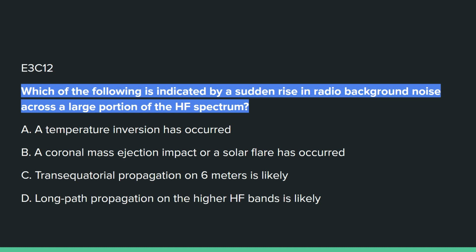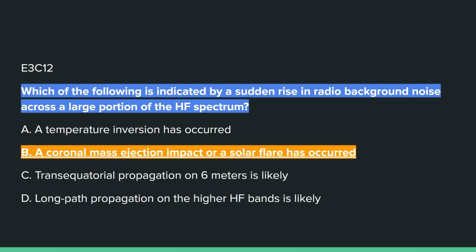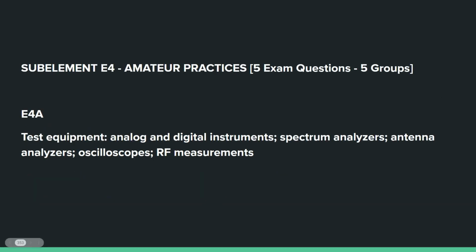E3C12, which of the following is indicated by a sudden rise in radio background noise across a large portion of the HF spectrum? B, coronal mass ejection impact, or a solar flare has occurred. And that'll conclude subelement E3.